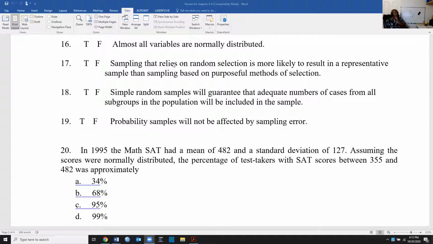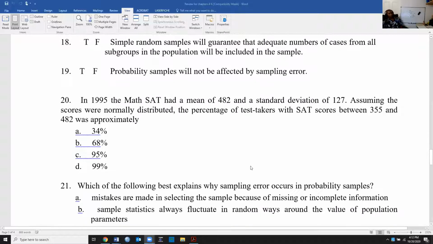Okay, so the reason why it's false is because the vast majority of samples that you're going to pull, sample statistics, are going to differ from the population parameter, at least to some degree. Now, some of them are right on line, but most of them are different. So it's just a case that most statistics tend to fluctuate around population parameters. Some a little bit higher, some a little bit lower, some way higher, some way lower, but it's rare to get a sample statistic that perfectly matches the population parameter. So probability samples will also be affected by some type of sampling error.